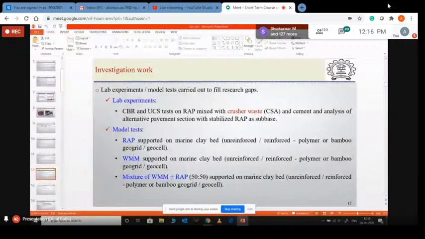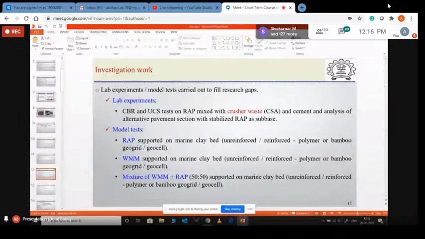Initially, it was very difficult to make the sample. Then afterwards, after a lot of trial and error, these samples were coming out quite nice. Here also, we have seen that for 100% RAP, with increase in cement percentage, the UCS value increment was not very substantial. That means 445 kPa to 450 kPa.